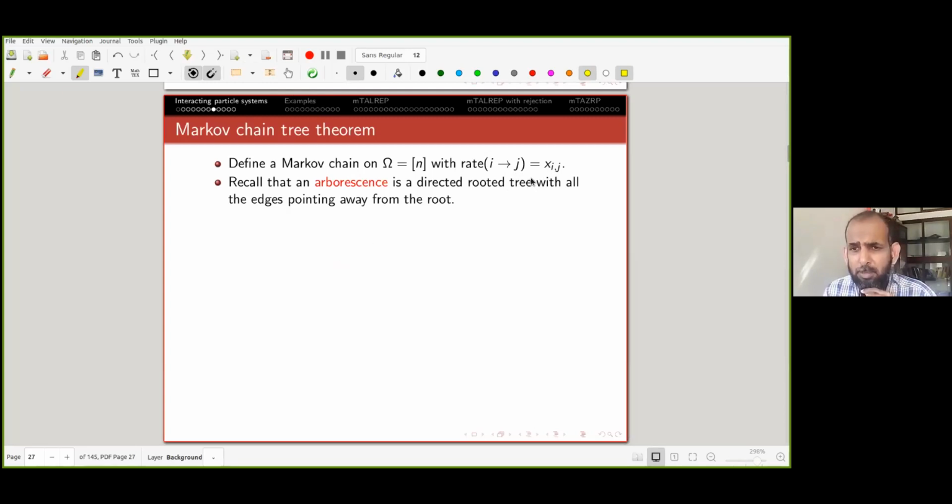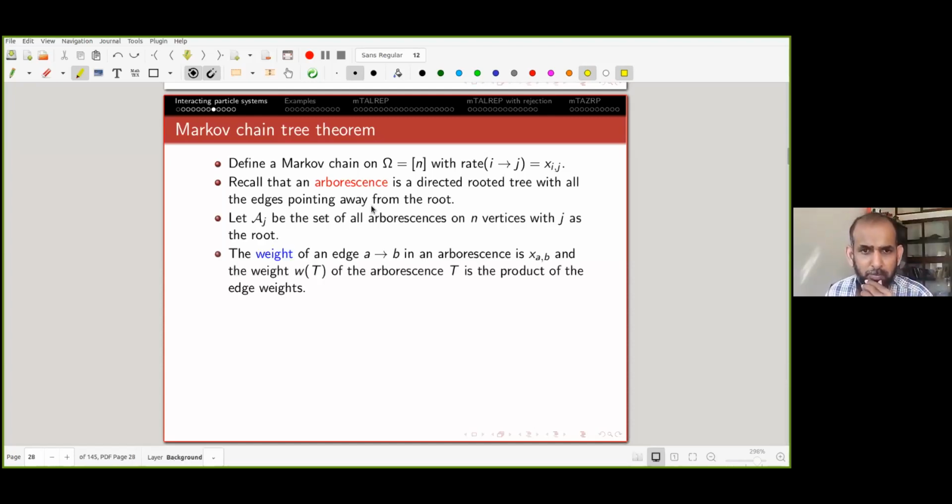And to describe the stationary distribution, I recall that an arborescence is a directed rooted tree where all edges are pointing away from the root. There are conventions, but this is the convention I will use. So you take a tree, you have a root, and you direct all edges away from the root to get an arborescence. So let A_j be the set of all arborescences on n vertices with j as the root.